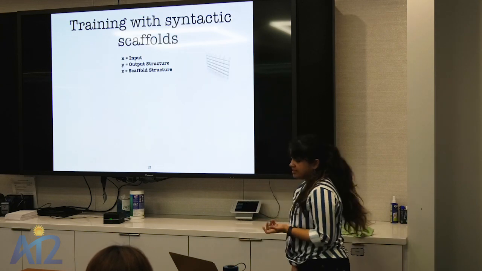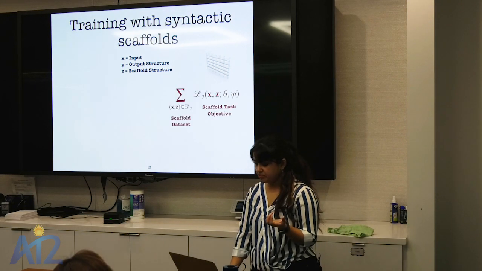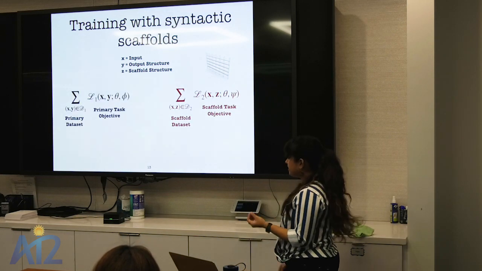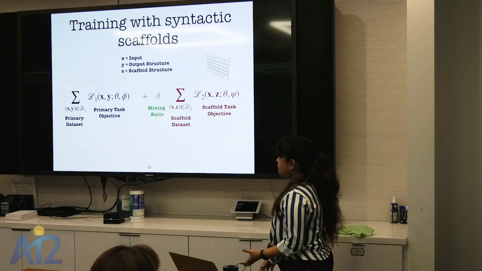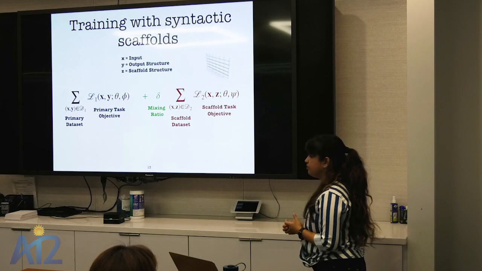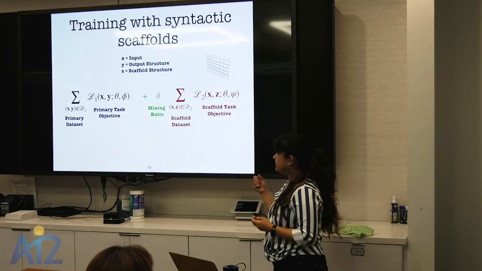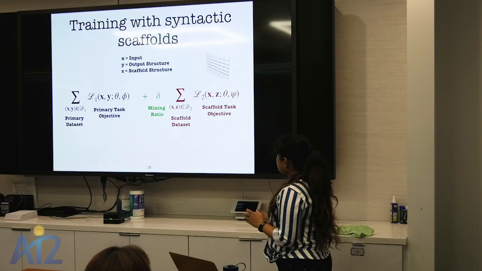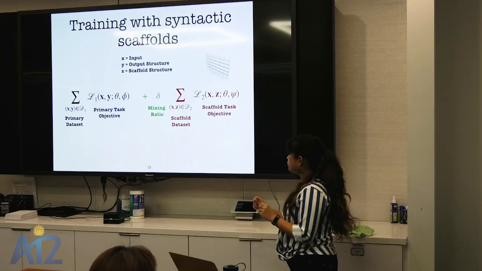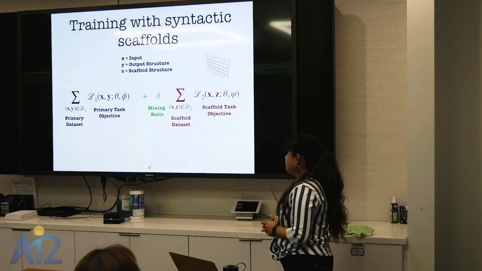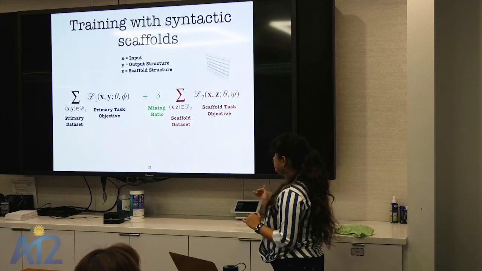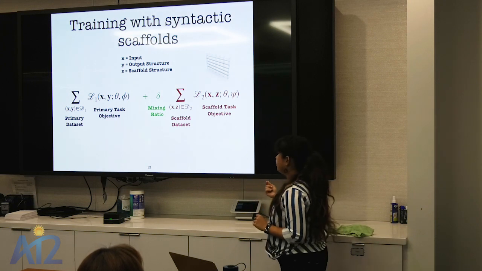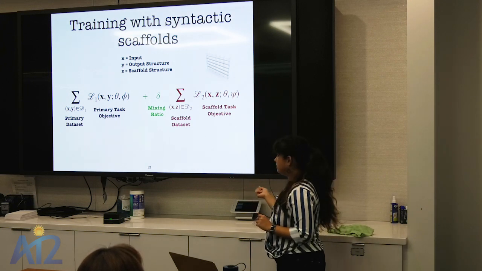All right, so training with syntactic scaffolds is pretty straightforward. We just saw the scaffold objective, and we have the primary task objective, which I haven't talked about at all so far. And all we do is interpolate these two objectives using a mixing ratio delta. So here again, X is the input sentence, Y is the primary task, which is the span predicate argument structures, and Z is the scaffold structure. For us, it is just spans corresponding to certain phrase types. And we just need to optimize this objective. Now, one thing here that you may note is that in the first objective, we have D1 as the primary data set. And in the second objective, D2 is the scaffold data set.